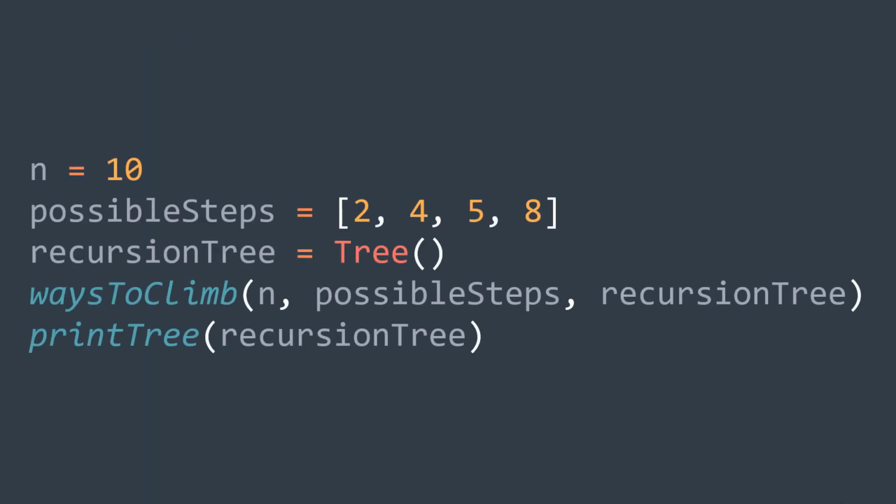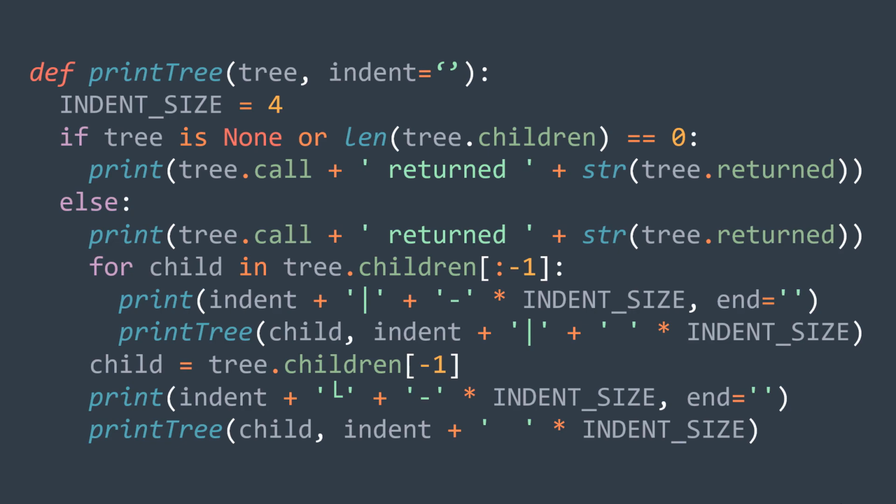And in the main function, we first create the recursion tree, it's actually empty, we pass it as a parameter when calling our recursive function, and then we print it to visualize it. But we didn't talk about the print tree function yet, let's do it.